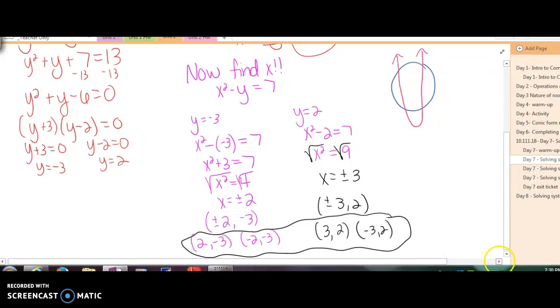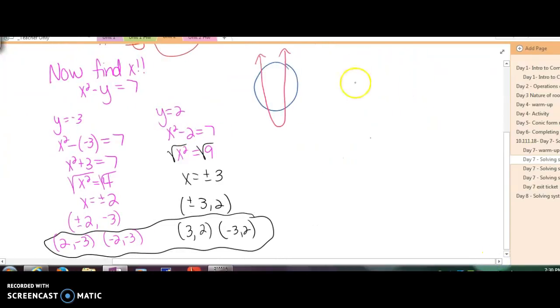Now, we also need to check our work. So to check it, you're going to plug back each coordinate into both equations. So we're going to substitute it into x squared plus y squared equals 13, and we're going to substitute it into x squared minus y equals 7. So I'm going to start with 2, -3.